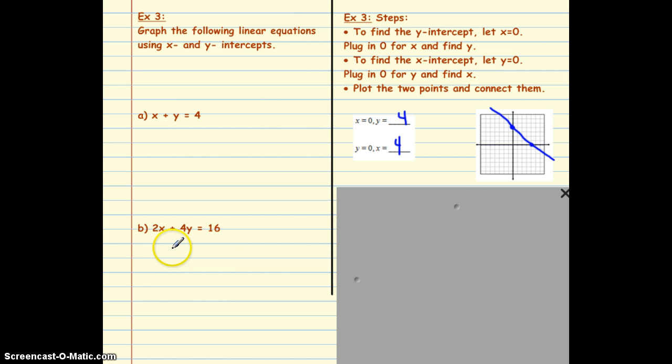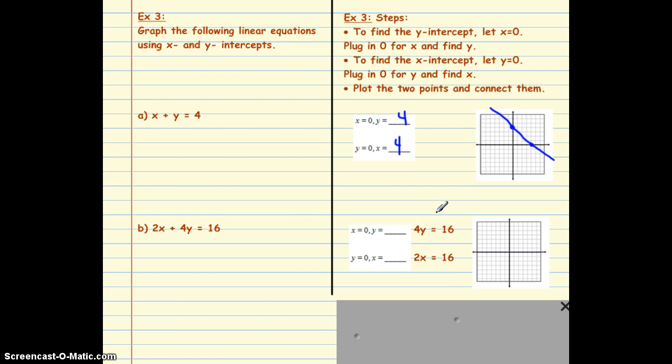We've got 2x plus 4y equals 16. Alright, let's go ahead and find our y-intercept. So if x equals 0, that means I'm going to put 0 in for x, and 2 times 0 is 0. So this whole part over here is going to be gone. So we're going to be left with 4y equals 16. Well, let's solve for y. To solve for y, all we need to do is divide by 4, divide by 4. So y equals 16 divided by 4, which is 4.